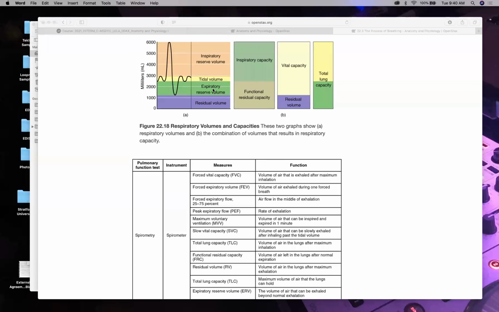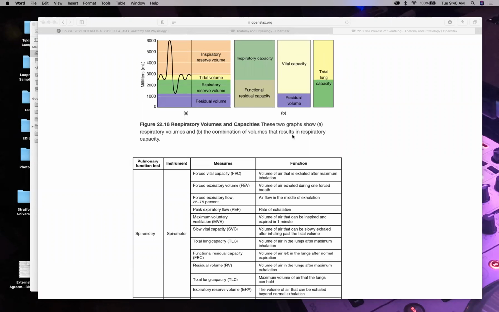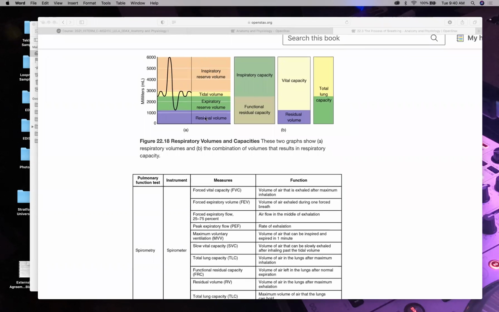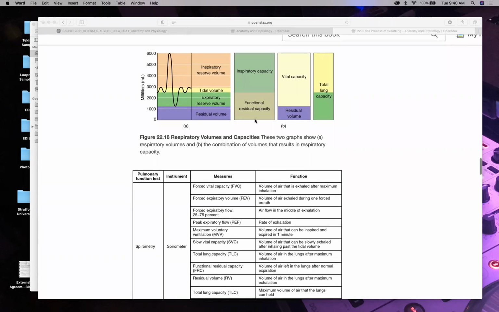These three Lego pieces, ERV, TV, and your IRV, equal vital capacity. Vital capacity is, of course, vital, what you require for your lungs to live. And then what you have left over is your residual volume. And total lung capacity is what? Everything: IRV plus TV plus ERV plus RV, or inspiratory capacity plus functional residual capacity, your FRC.